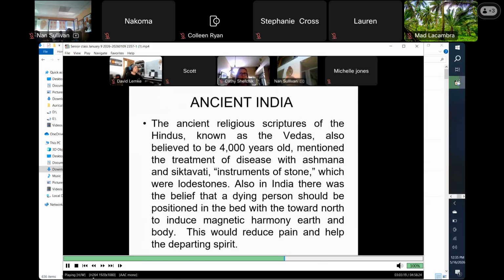The ancient religious scriptures of the Hindus, known as the Vedas, also believed to be 4,000 years old, mention the treatment of disease with instruments of stone, which were lodestones. Also in India, there was the belief that a dying person should be positioned in the bed with the head toward the north to induce magnetic harmony between earth and body. This would reduce pain and help the departing spirit.